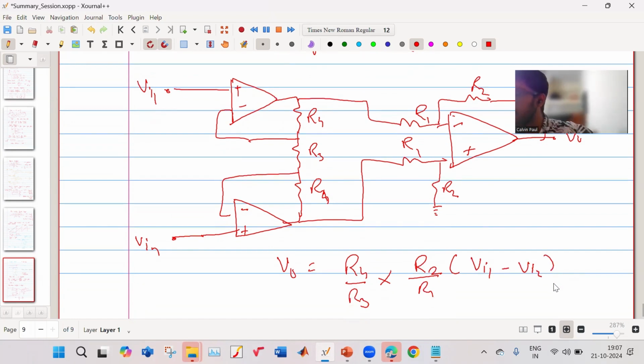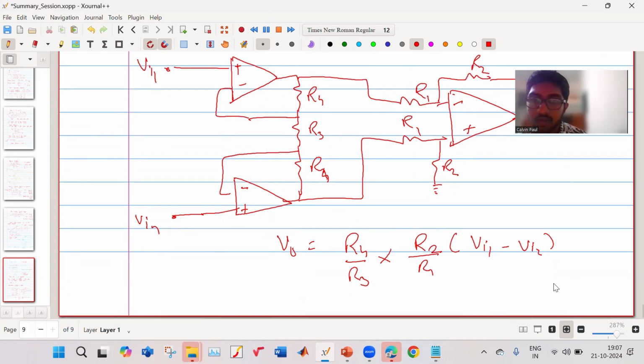Okay, this is the formula which you can get. Any queries? Okay.